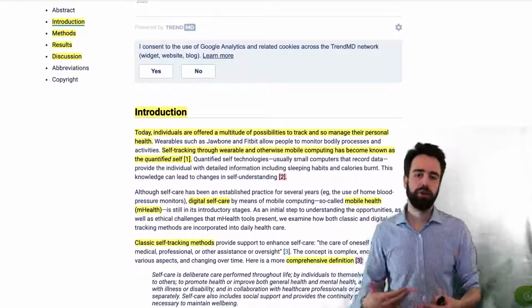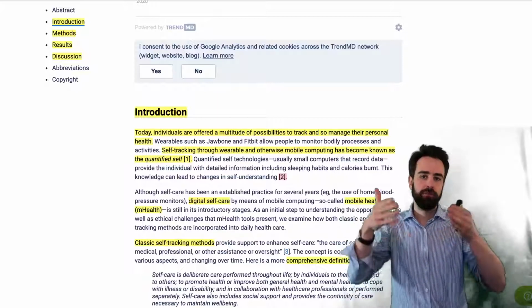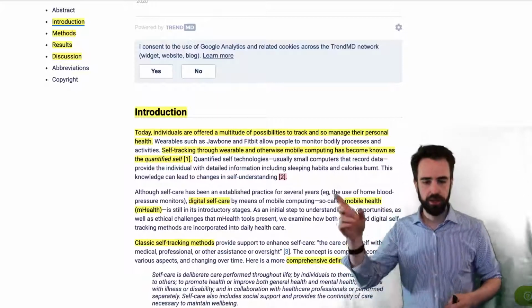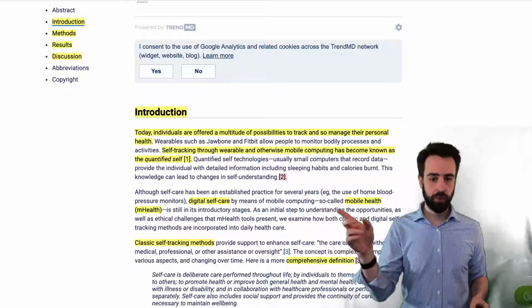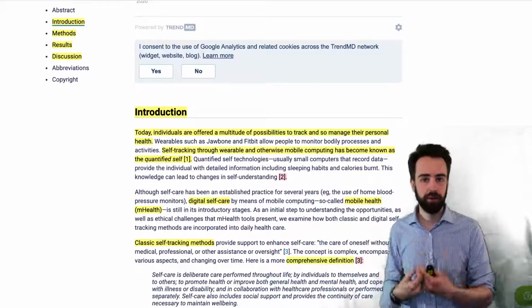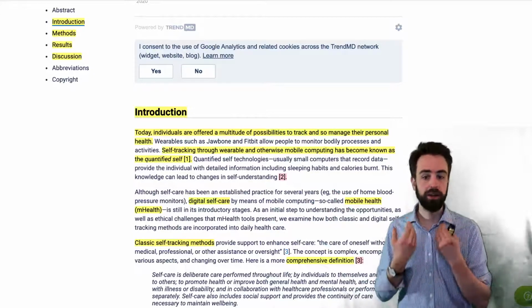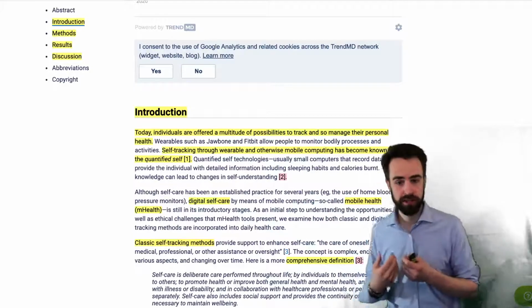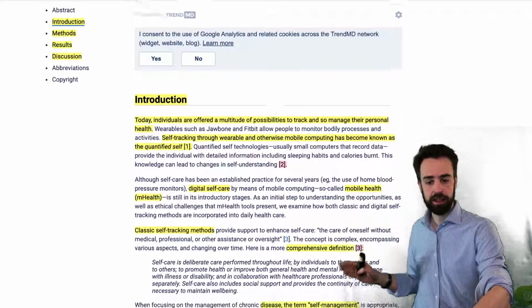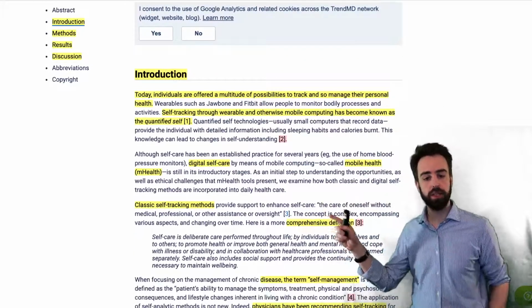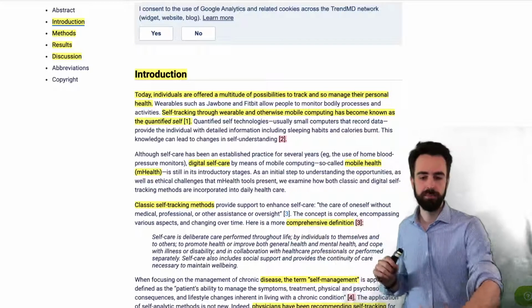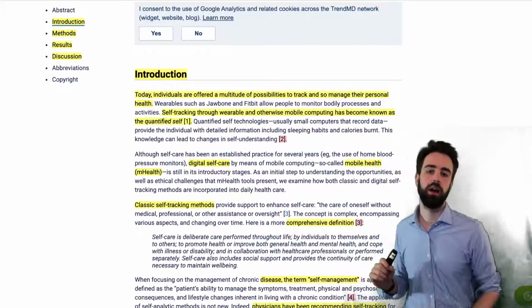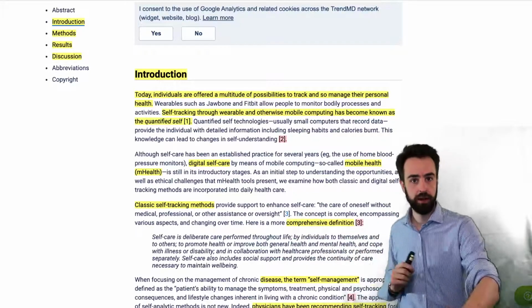If we go further, we narrow our focus a little bit down. So here we are introduced to specifically digital technologies or mobile technologies for health management or for the management of personal health data. In the next section, we are talking about the classic self-tracking methods. And we can give even a concrete definition in our literature review.